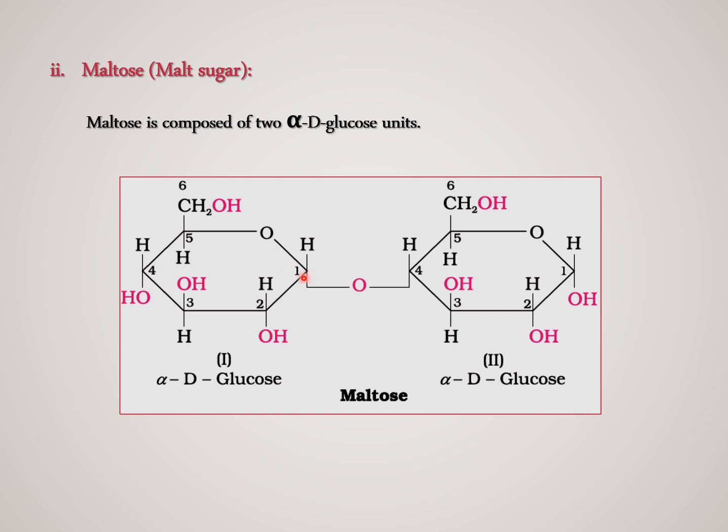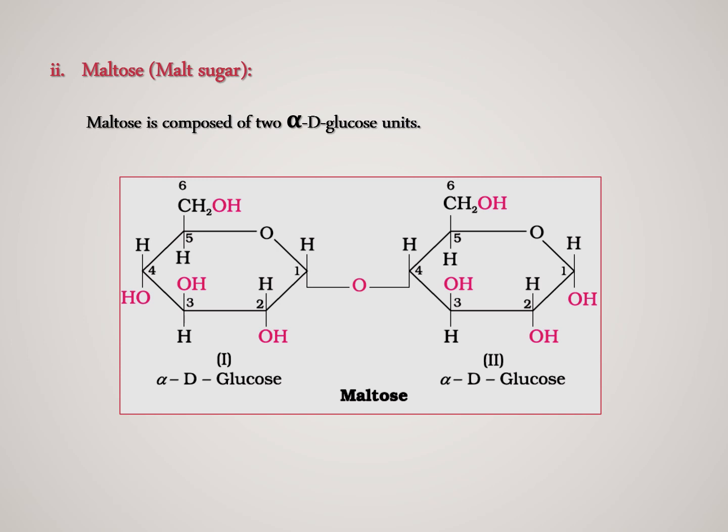Carbon number 1 had OH below. Carbon number 4 also had OH below. They are involved in the glycosidic linkage and there is loss of water. That is why it is called 1,4 glycosidic linkage. That's what is found to be in maltose.